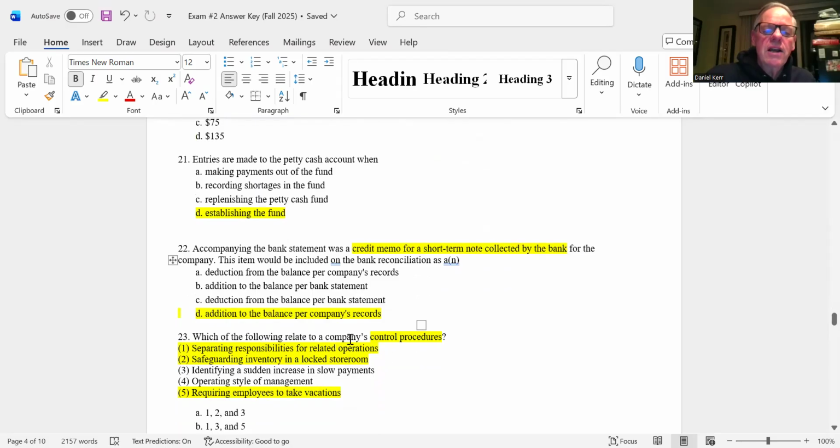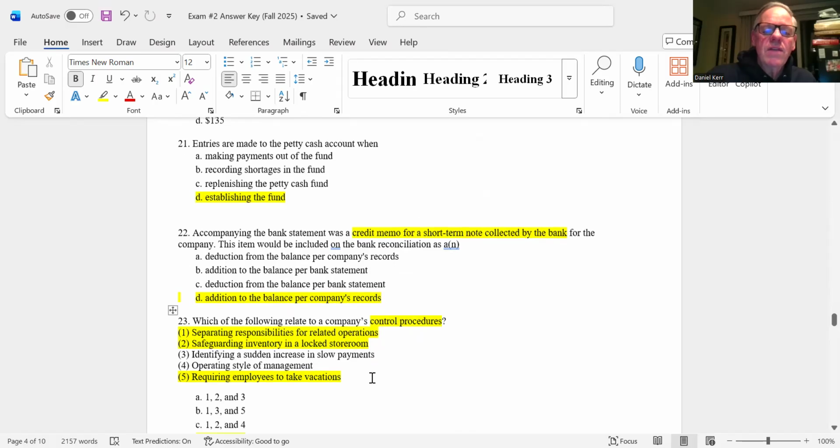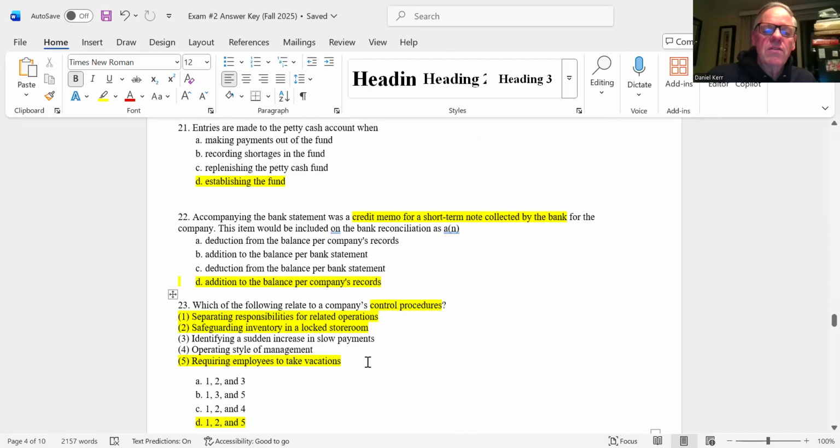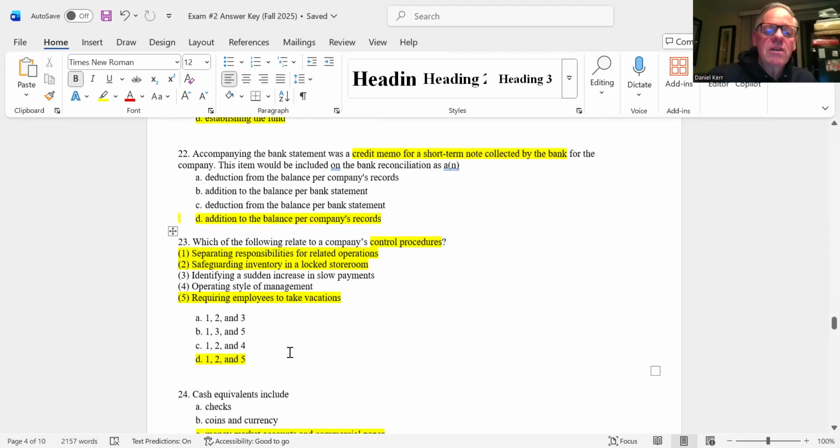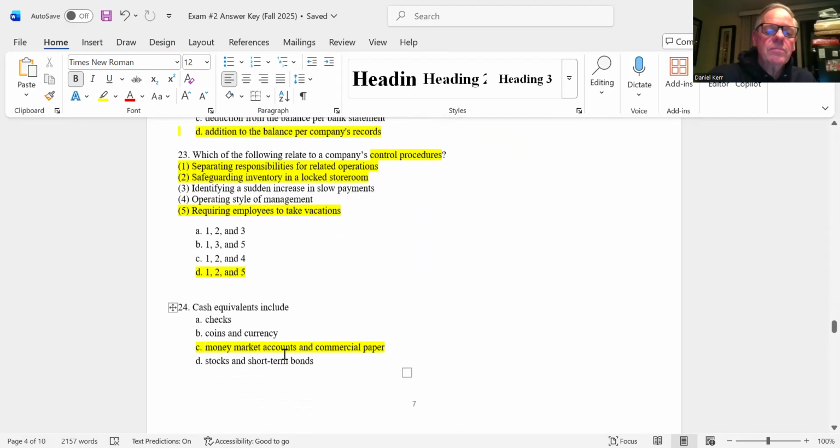23, which of the following is a company control procedure? The ones that are control procedures I highlighted: separating responsibilities of related operations, safeguarding inventory in a locked storeroom, and requiring employees to take vacation. Those are all examples specifically of control procedures. Identifying a sudden increase in slow payments may be something we notice, but that's not a control procedure. The operating style of management would be reflective of the control environment. So the control procedures are 1, 2, and 5. So your answer there is D.